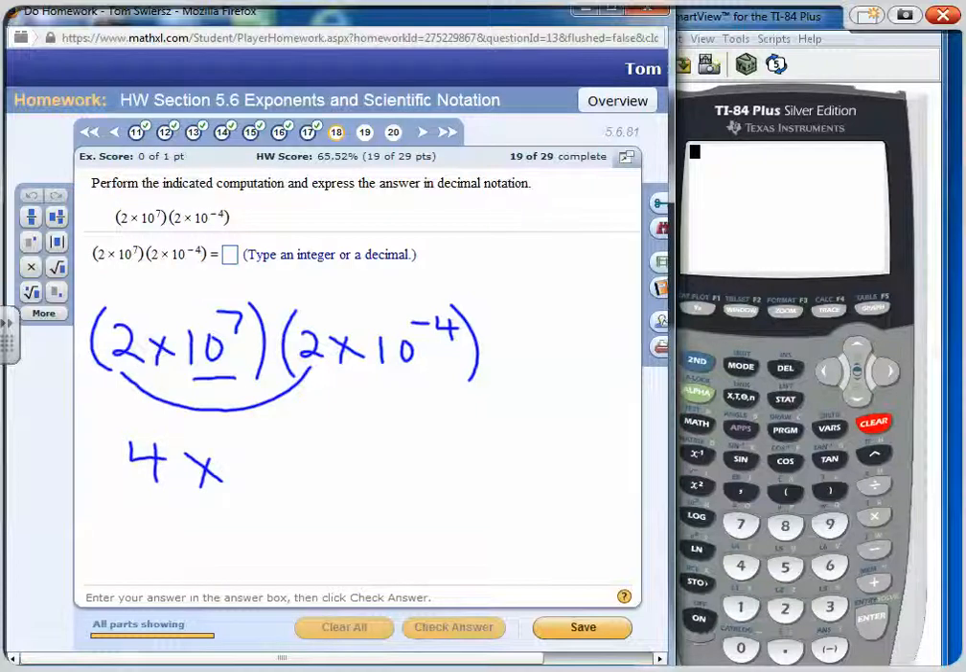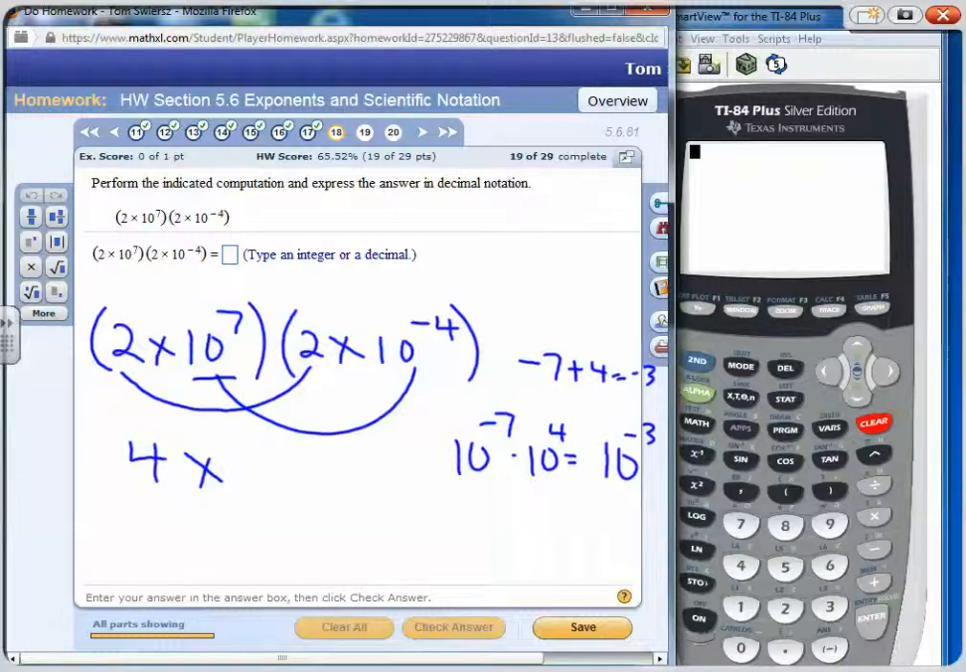And then 10 to the 7th times 10 to the negative 4th, when you multiply the same base, the rule is you add the exponents. So negative 7 plus 4 is negative 3. So it would be times 10 to the negative 3. Now notice, they want the answer in decimal notation. So 4 is just 4.0. The decimal's there, so we would move it over 1, 2, 3 places, add 2 zeros, so our answer would be 0.004 as a decimal.